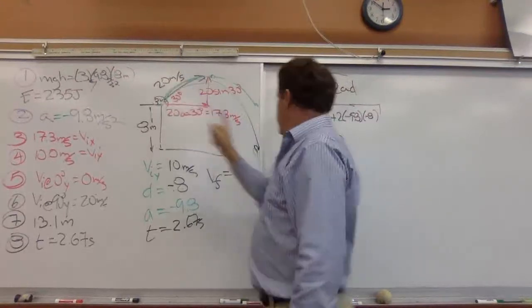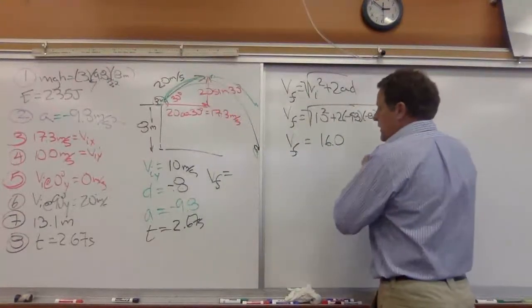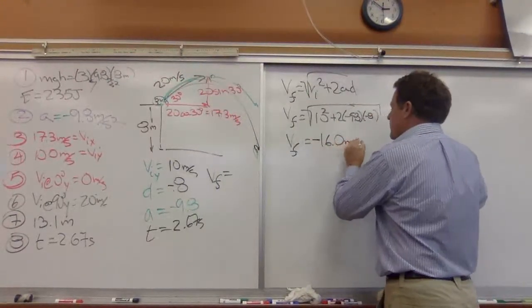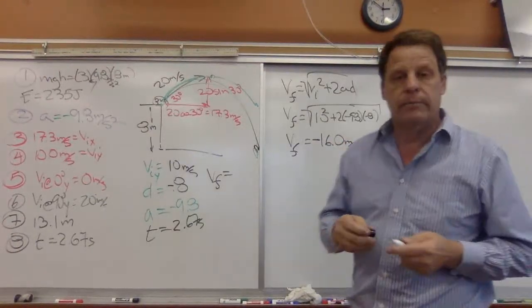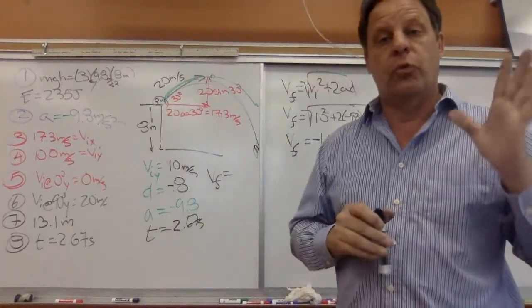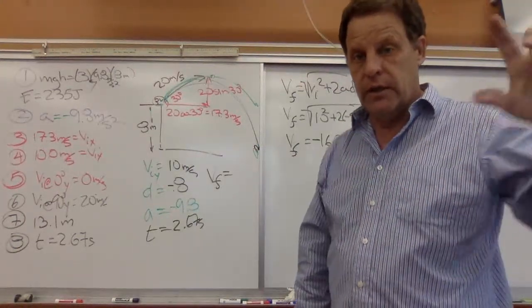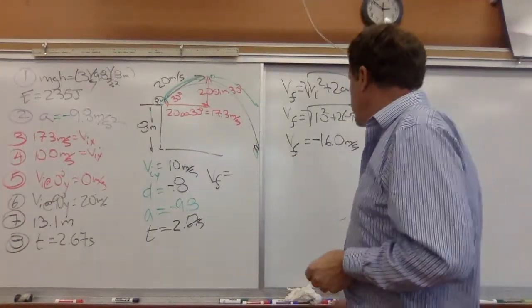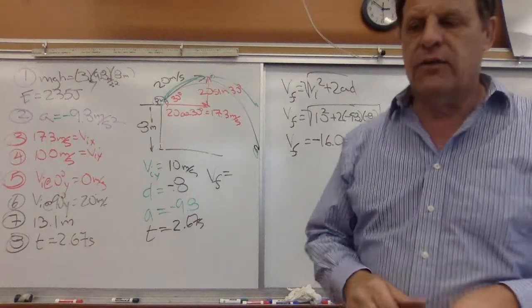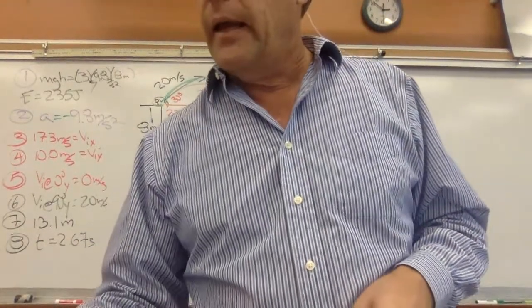So we said up was positive. So this 16 really has to be negative because it's on the way down. And so you've got to be careful about which direction I say is positive. So look in the beginning and you'll see that. So the answer is negative 16.